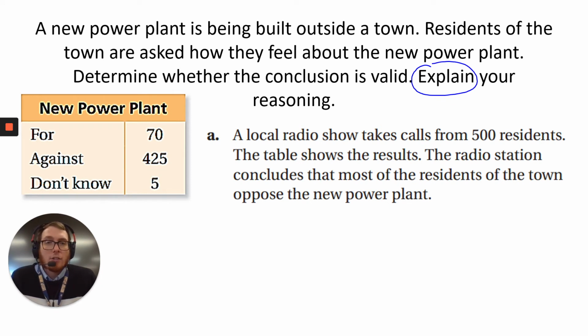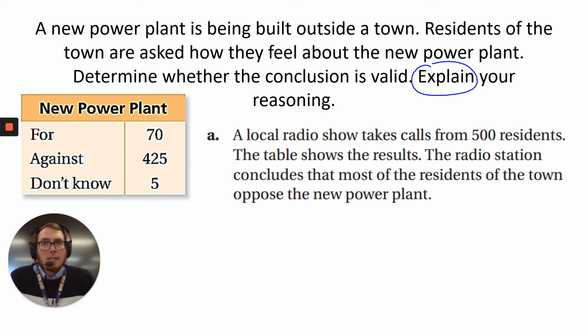A radio talk show gets calls from 500 residents. The table shows the results. The radio station concludes that most residents of the town oppose the new plant. On the surface, this appears to be true. If you look at the data here on the left side, it appears that most of the people in the town are against the power plant. The problem is this is not a random sample.